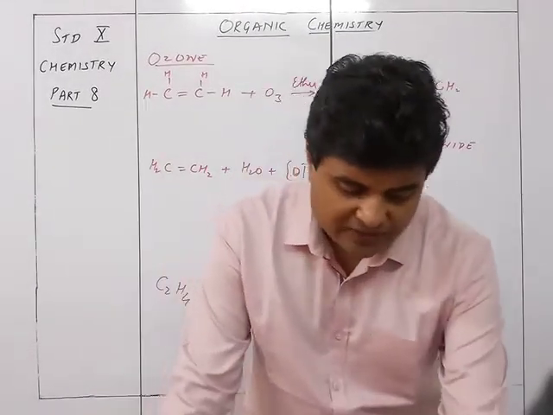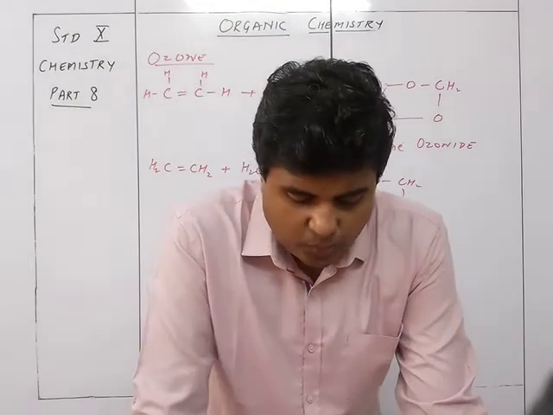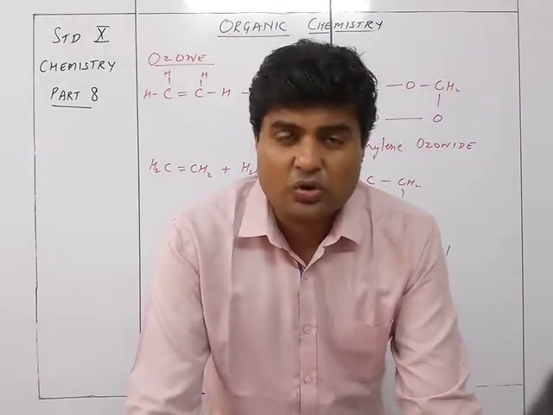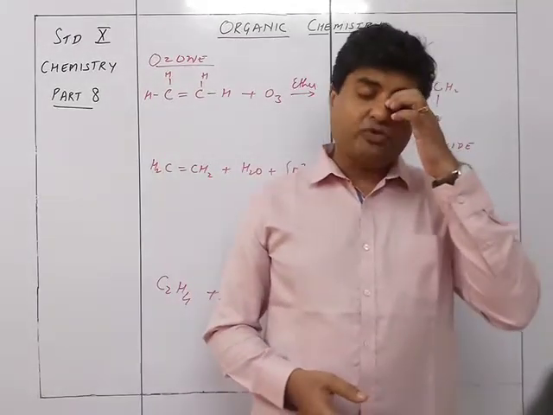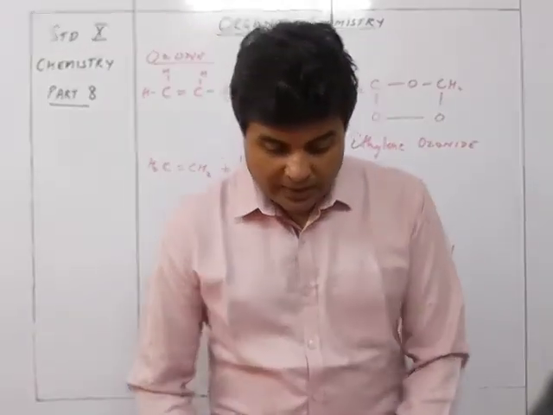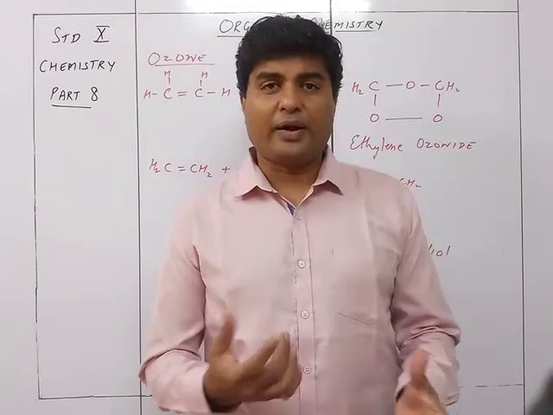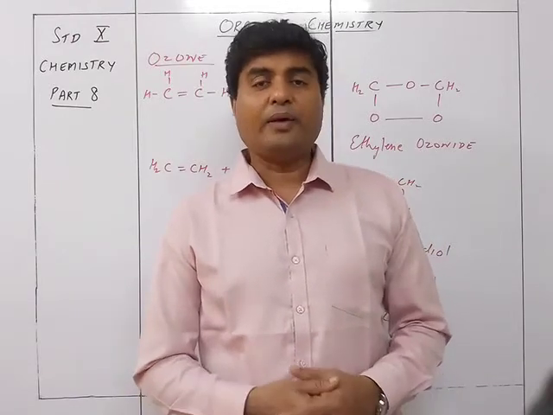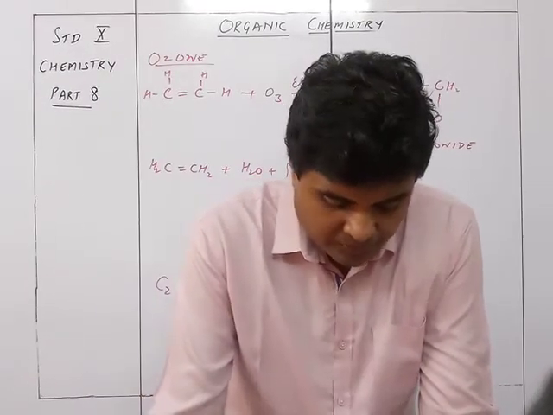Finally, the uses of ethylene, that is ethene. It is used in the oxyethylene torch for welding and cutting metals, because the flame gives a very high temperature. It is also used for ripening green fruits. We have seen in chemical coordination that ethylene is the one which ripens fruits. So, artificial ripening and preservation of fruits.